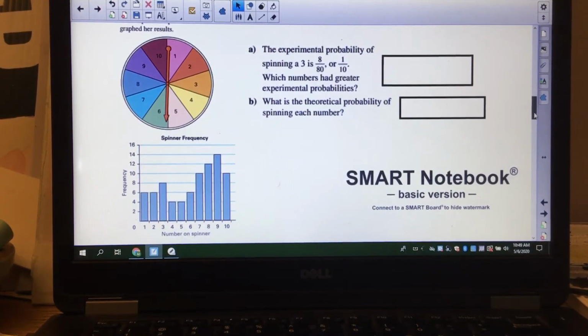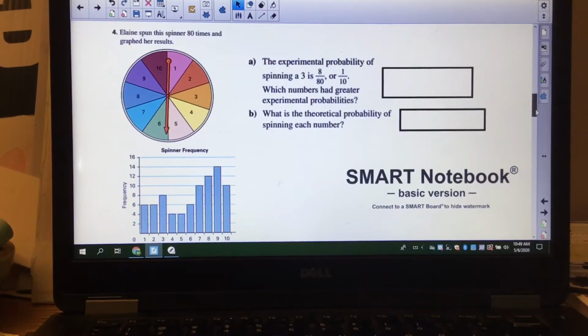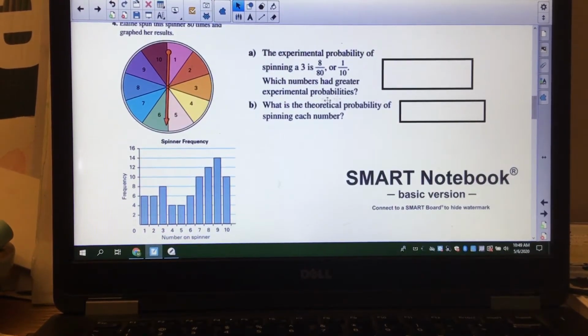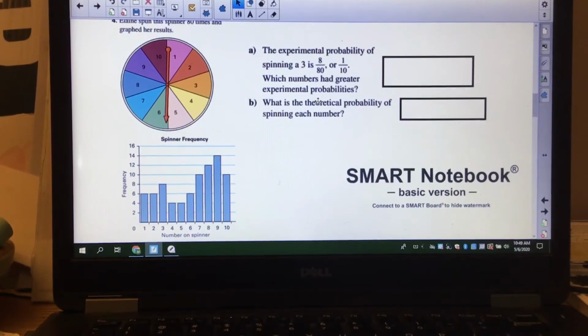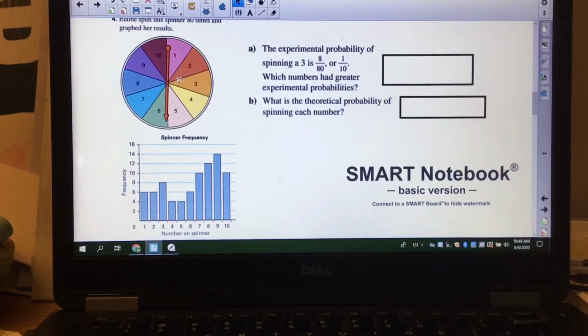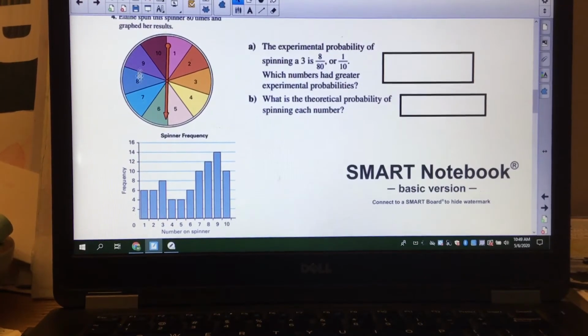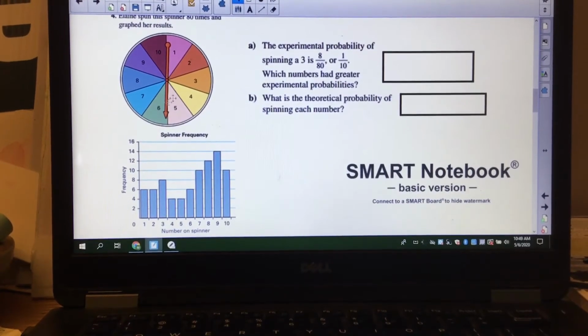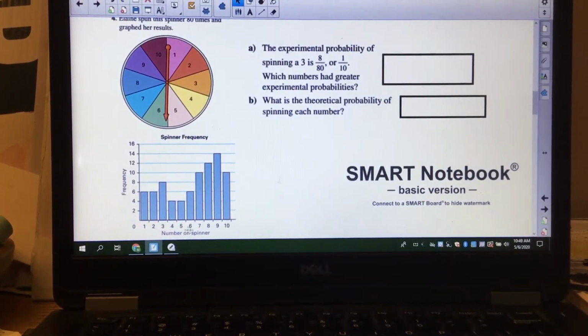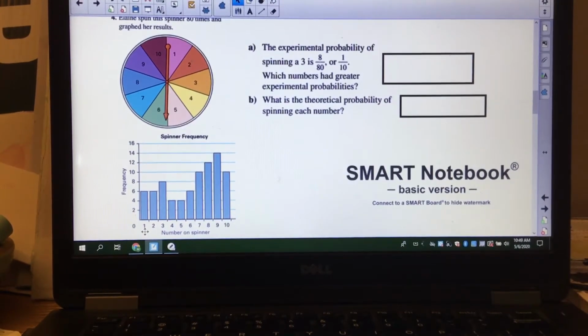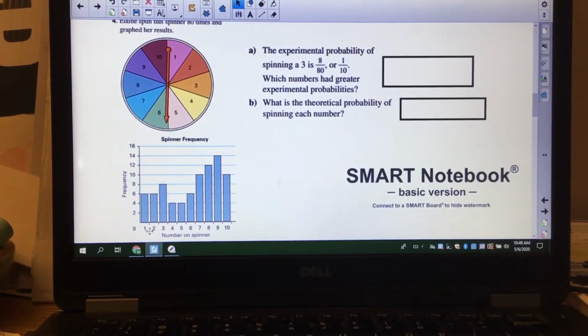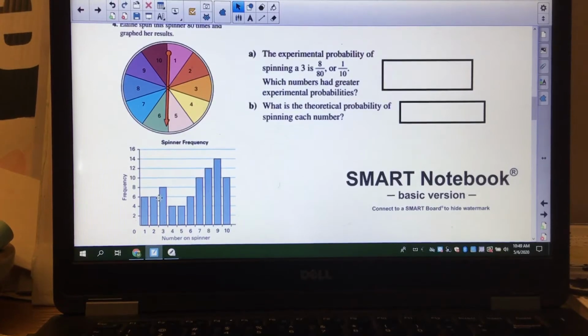This question's a bit of a beast. Elaine spun this spinner 80 times and graphed her results. Look at where my cursor is. There's the spinner. It has 10 sections. She spun it 80 times, and these are her results. That's the number on the spinner, and that's how often it happens. In 80 spins, she rolled the number 1 6 times, the number 2 6 times, the number 3 8 times, and so on.